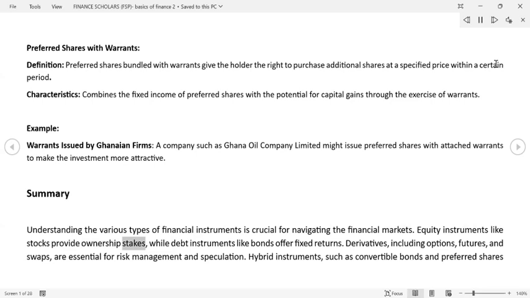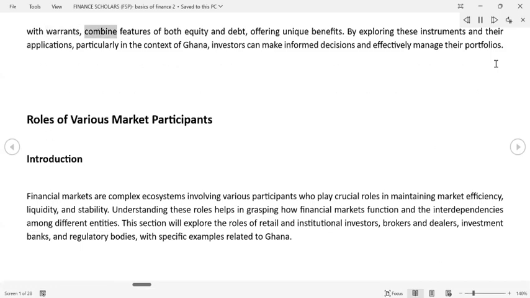Summary: understanding the various types of financial instruments is crucial for navigating the financial markets. Equity instruments like stocks provide ownership stakes, while debt instruments like bonds offer fixed returns. Derivatives, including options, futures, and swaps, are essential for risk management and speculation. Hybrid instruments, such as convertible bonds and preferred shares with warrants, combine features of both equity and debt, offering unique benefits. By exploring these instruments and their applications, particularly in the context of Ghana, investors can make informed decisions and effectively manage their portfolios.